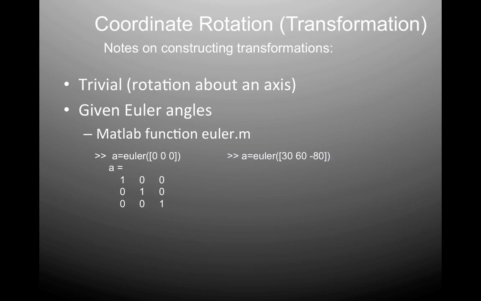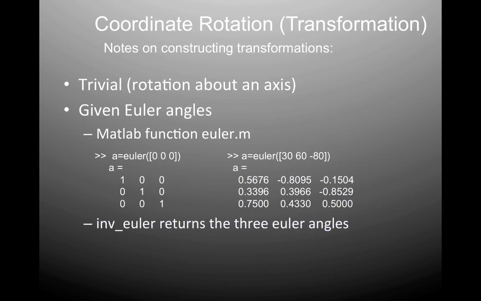Now if I give it some definite angles of rotation, then the A matrix is not so simple. I also provide you with an inverse Euler function which returns the Euler angles given a transformation matrix. So if you type in inverse Euler of A, it will spit back to you the angles that you put in.